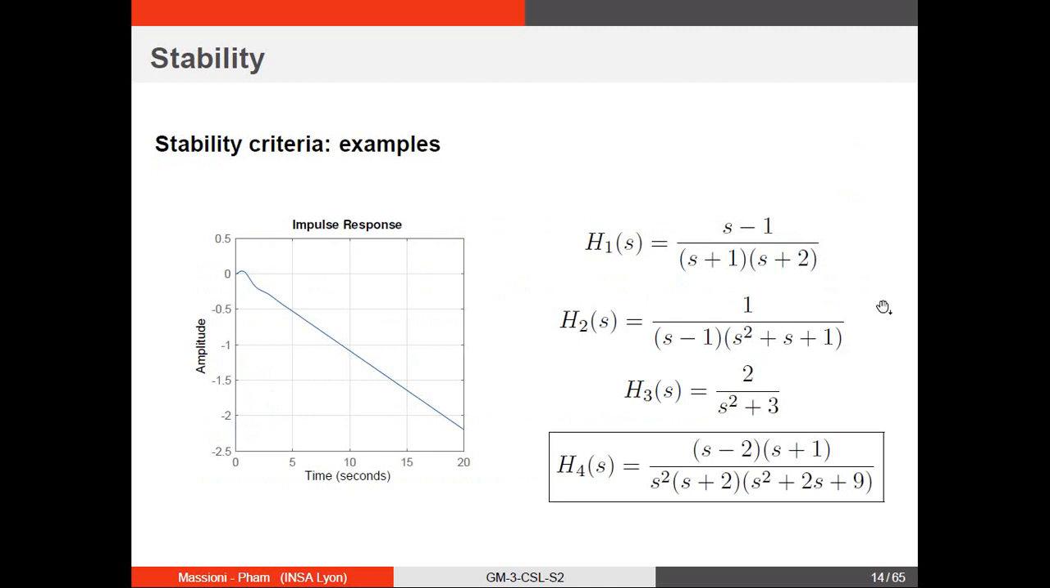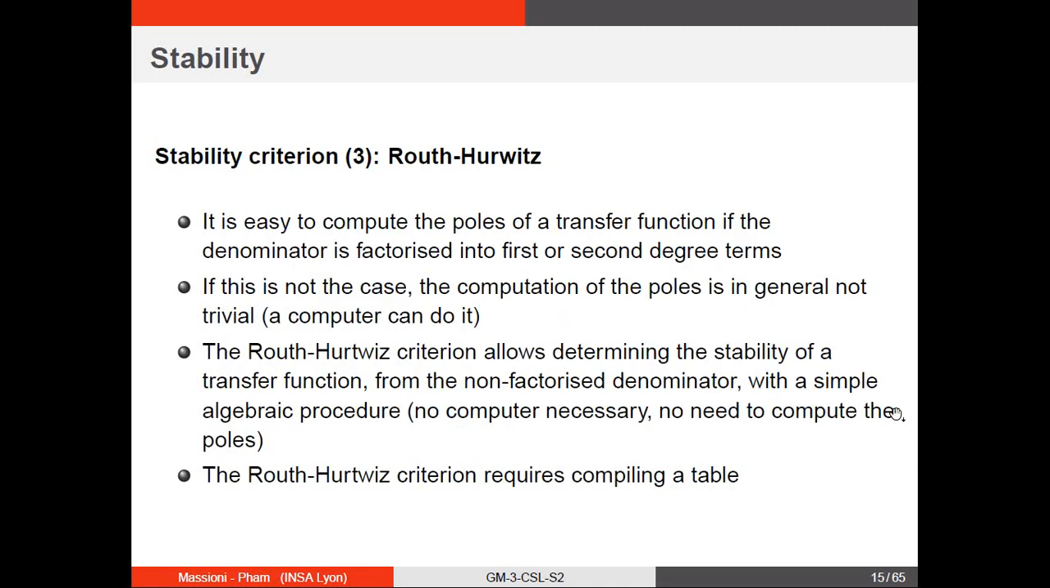In all of these examples, even if the denominator is of high degree, like here it is 2, not so bad, but here it is 3, here it is how much? 5. In all of these cases, it has been very easy to find the poles, because the denominators were already factorized. You can read the factors directly and compute the solution. But if you have a denominator which is just written out with the coefficients, like something times s to the power 5 plus something times s to the power 3, etc., it's not easy to compute the poles just by looking at the denominator if it is not factorized.